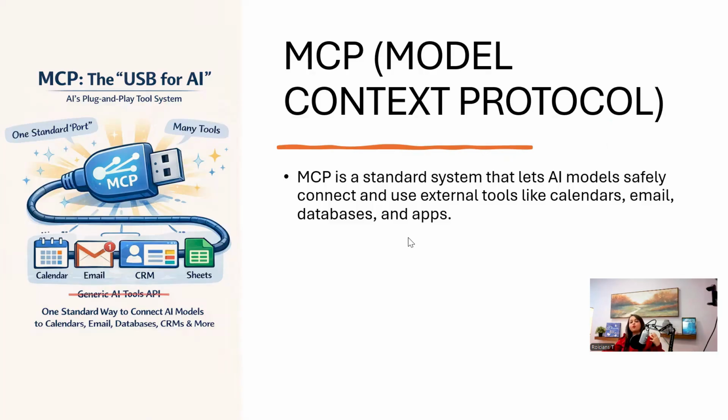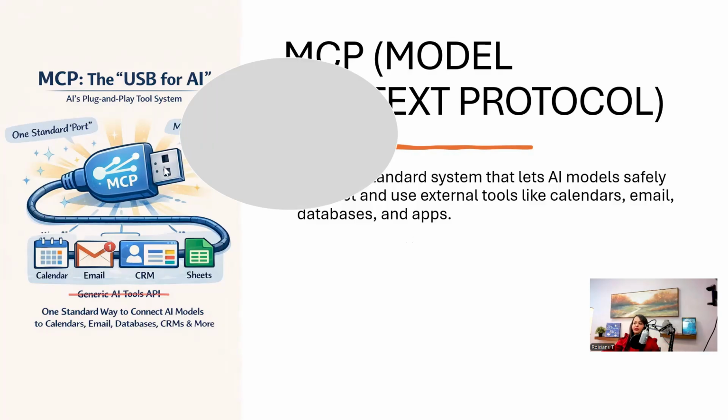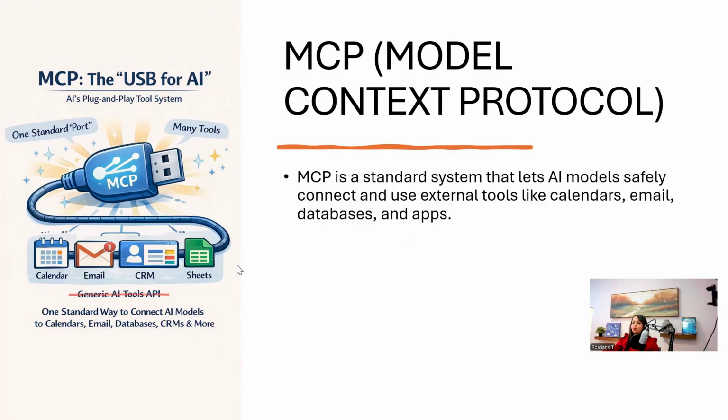Now, of course, your agent wants to connect to the tools, right? But in order to connect to external tools, you need something. Although you can connect the tools externally one by one also. But what if I get the USB for the same? So MCP is like a USB where you can connect. It's just like one standard port where you are connecting your AI. Let's say you connect your AI here and you can get access to all these tools. So it is one standard way to connect AI models to calendars, emails, databases, CRMs, and many more.